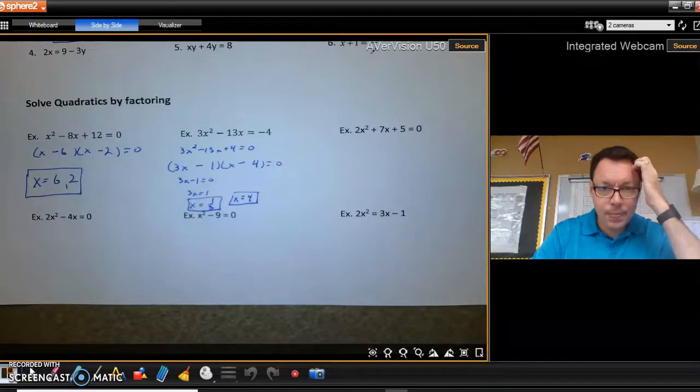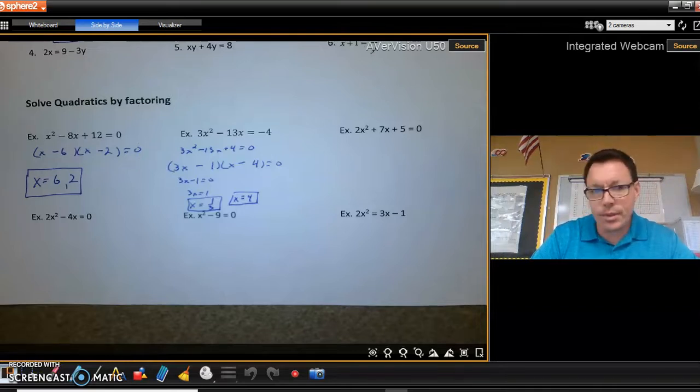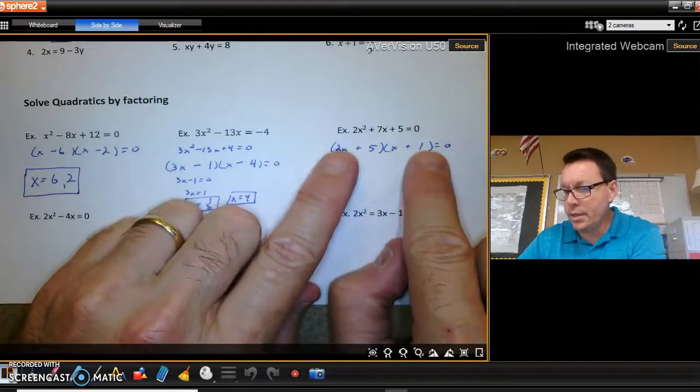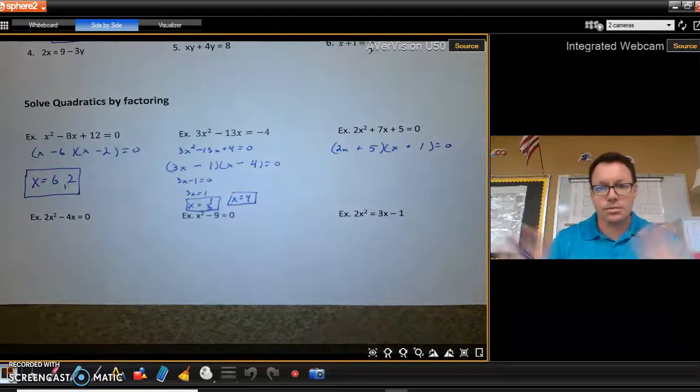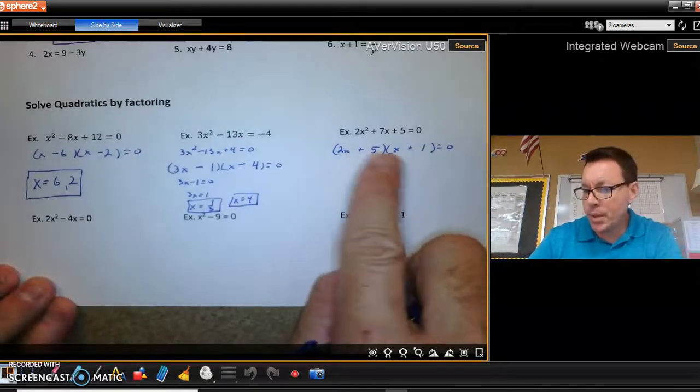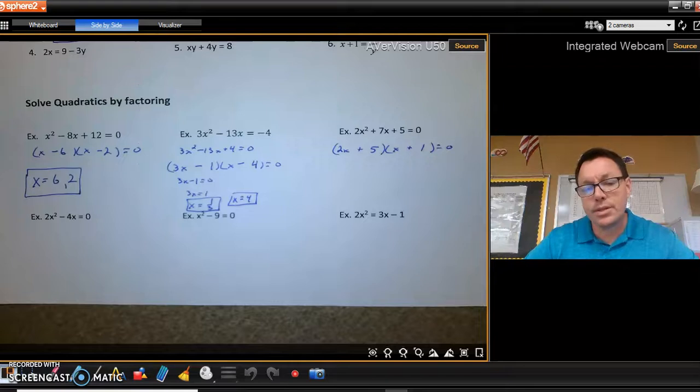Okay? All right, last one. First off, see if you can factor that one. Try to factor that out. This is what you should have ended up with. Okay? Again, check your OI. That's 2x, that's 5x, that's 7x. Done. I'm right.